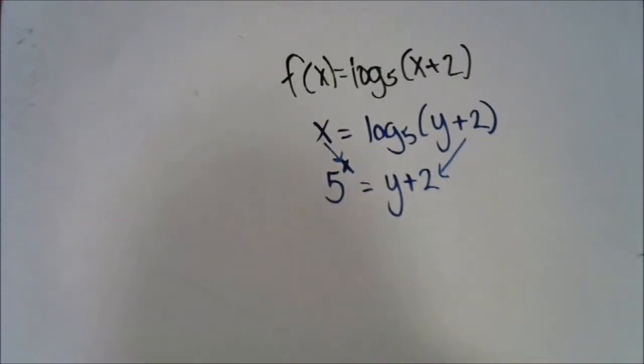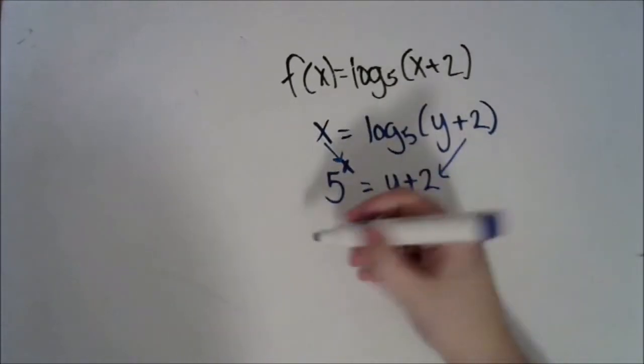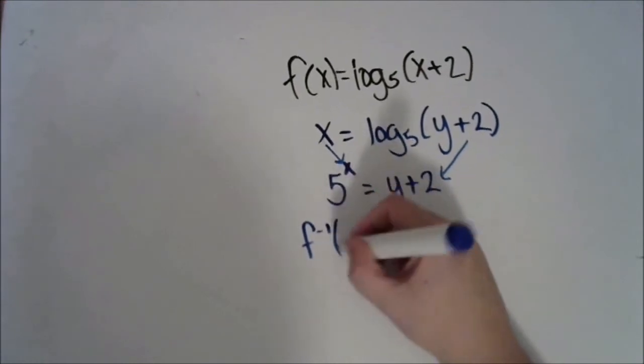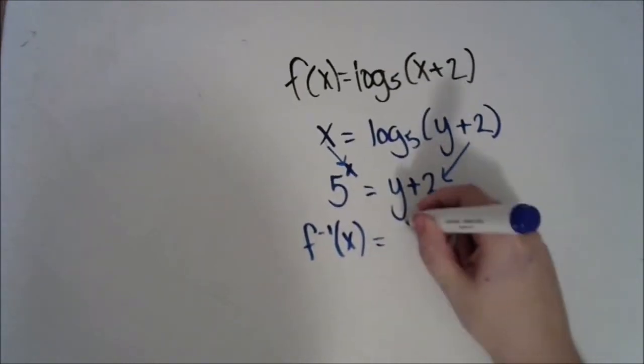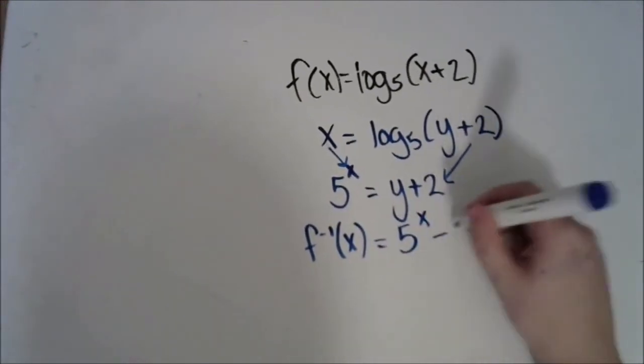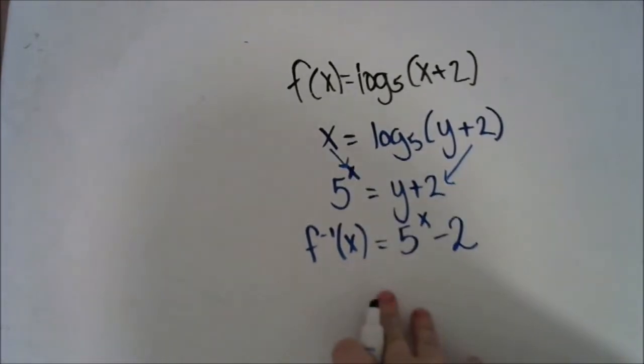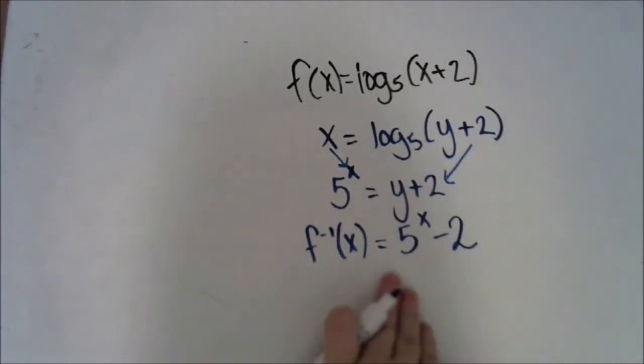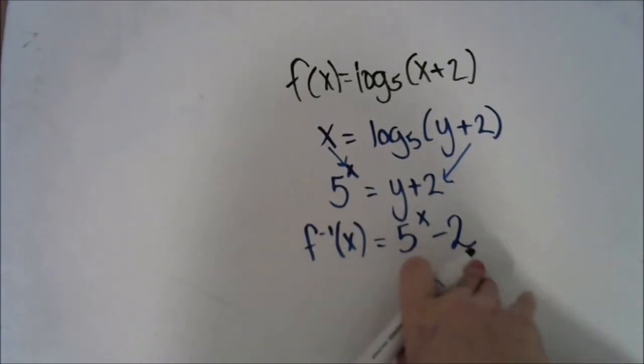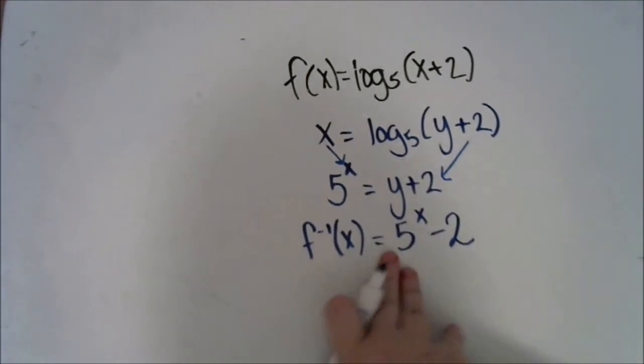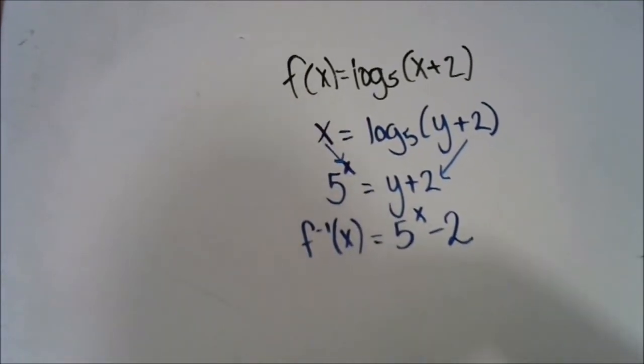Last step is to subtract 2, and I'm going to go ahead and flip the function. f inverse of x equals 5 to the x minus 2. So now we're looking at an exponential function with an initial value of 1 that's been shifted down 2, and a pattern of times 5. This is something that I can table by hand and graph by hand.